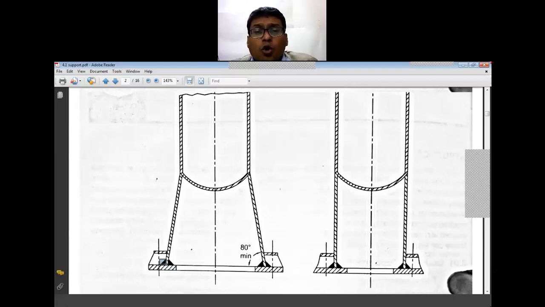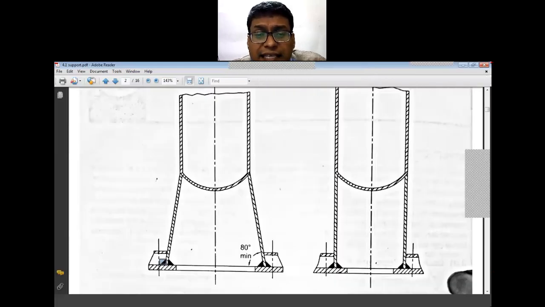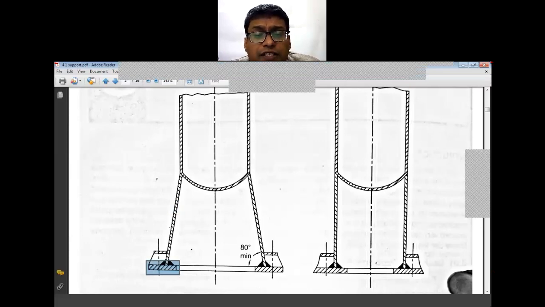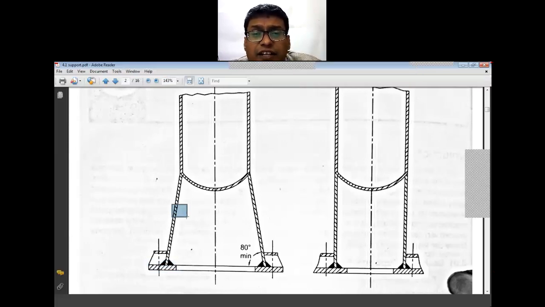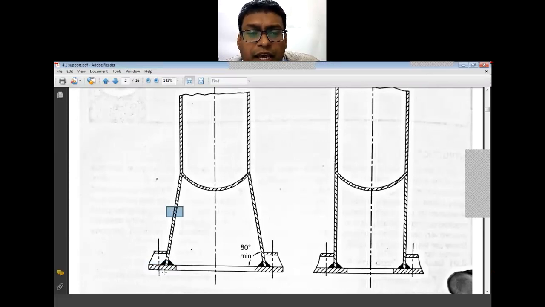Now what are the different loads that will be acting on this bearing plate? While designing, I am interested in calculating the thickness of the skirt. That is one thing. And second, the thickness of the bearing plate. So two things are to be calculated: one is the thickness of the skirt and the second is the thickness of the bearing plate.